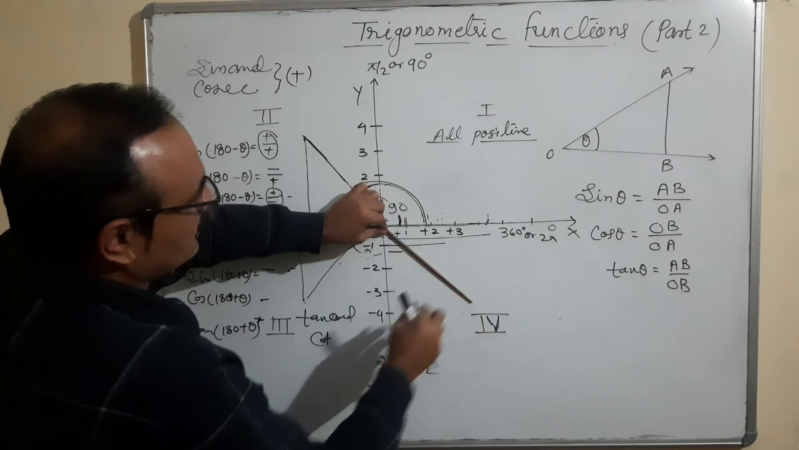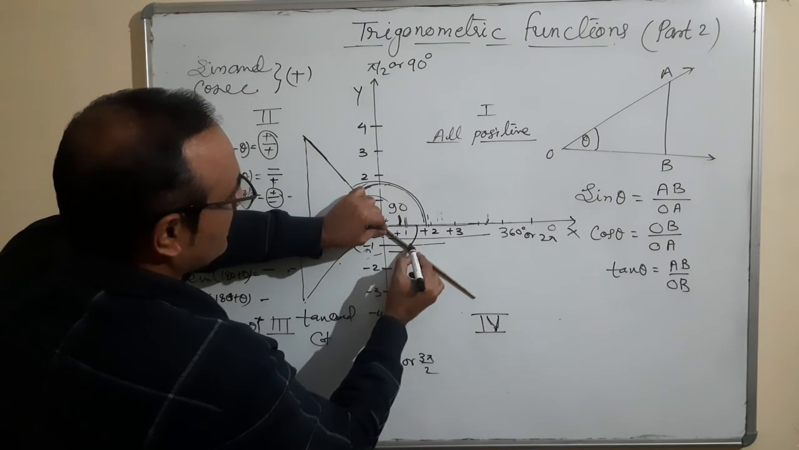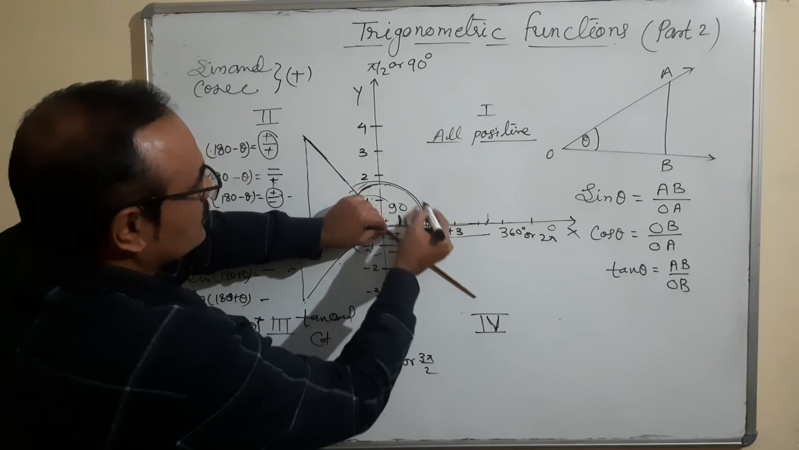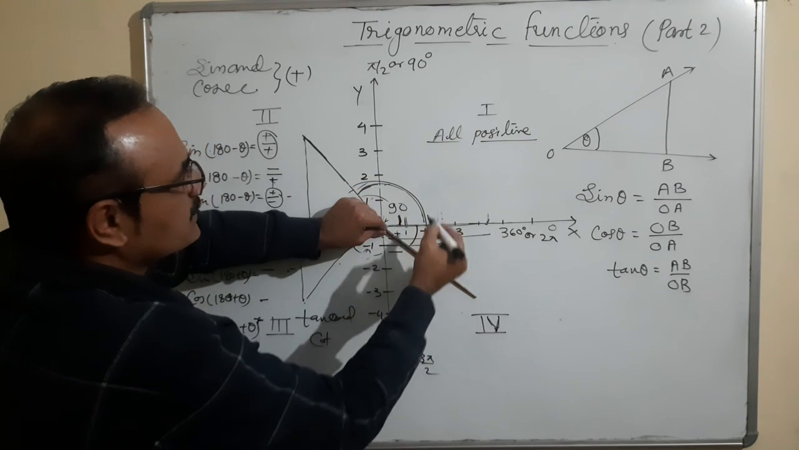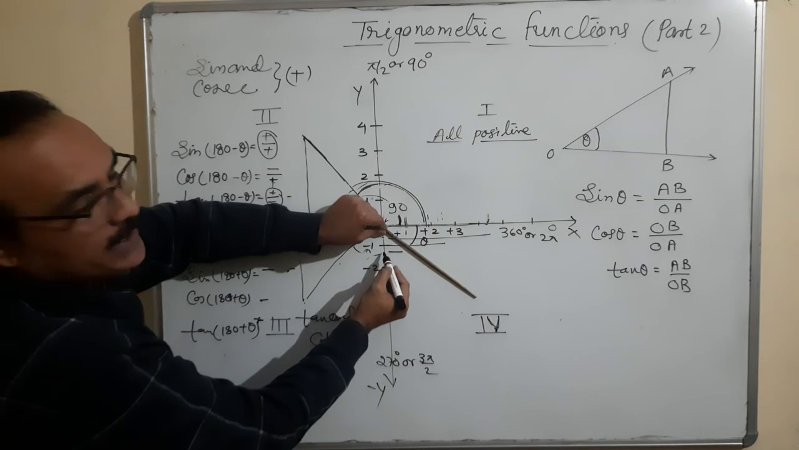It enters here in the fourth. Now what happens? Suppose now here I am taking this angle as theta. So this is the complete 360 minus theta. What is the value of this angle? It is 360 minus theta.